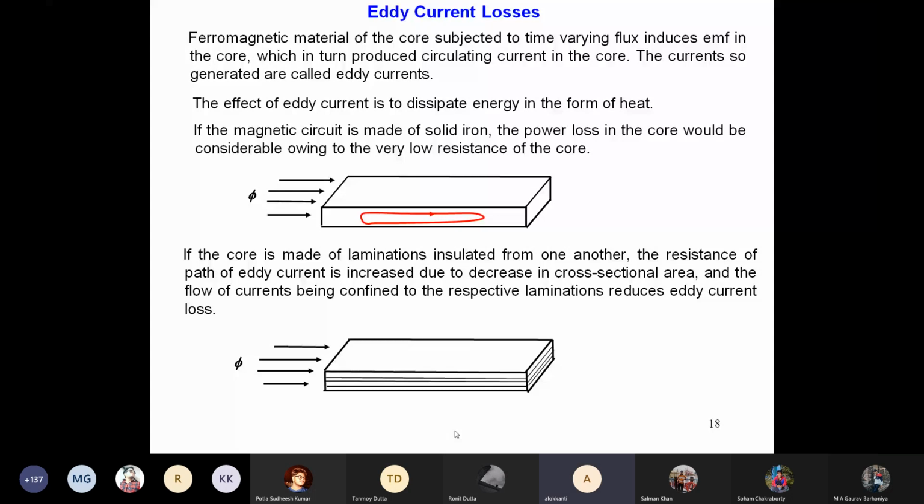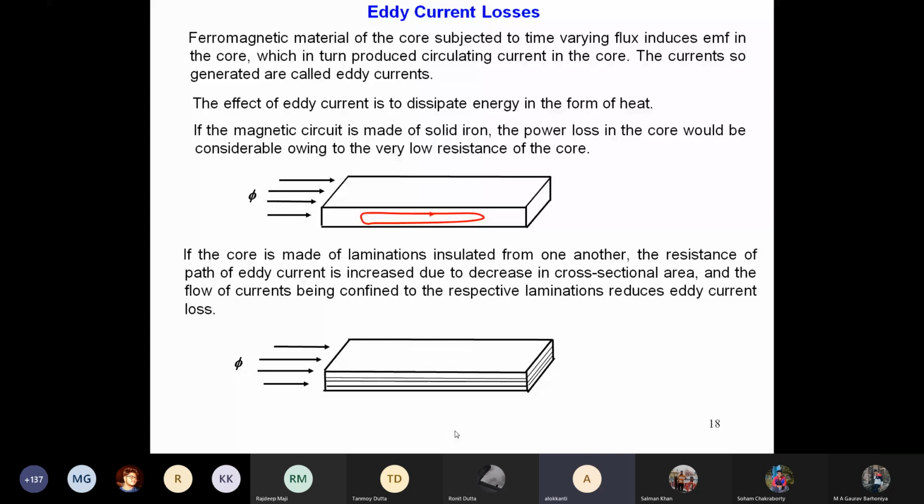But otherwise, eddy currents are introduced, and they have to be minimized, and that minimization can only be done if the core is laminated. Okay, so you understand the meaning of the solid core as well as laminated core? Sir, are the plates connected in parallel connections? Plates are placed one after another.